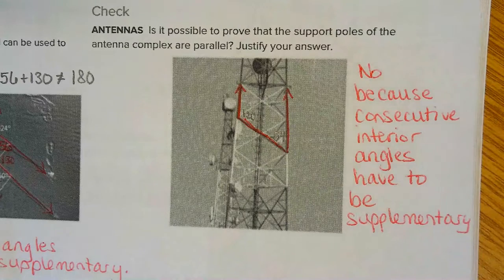All right, folks, so section 3.9 is where you're using all the converses of our special angle pair theorems to prove if you have lines that are parallel.